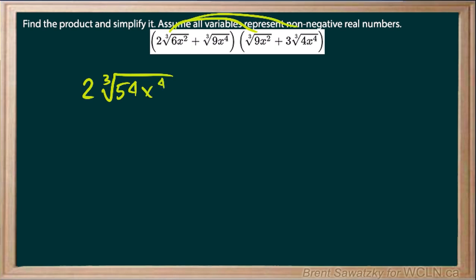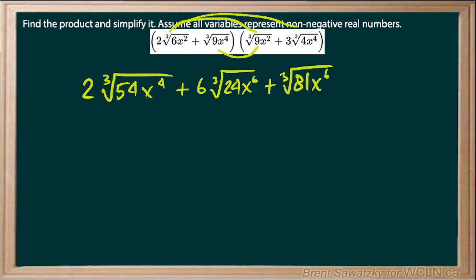The next two terms, 2 times 3 is 6, and then in the cube root we have 6 times 4 is 24, and x to the 2 and x to the 4 is x to the 6. We have the next terms, nothing out front, but we have 9 times 9 is 81, x to the 6th.